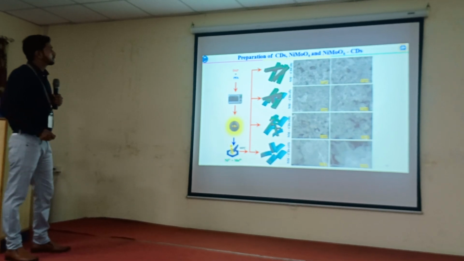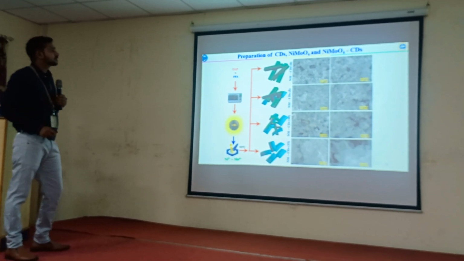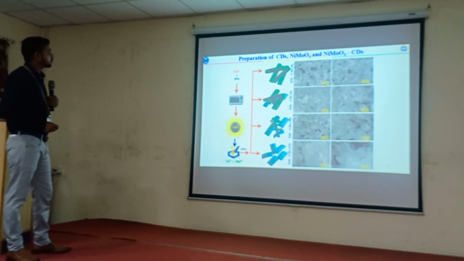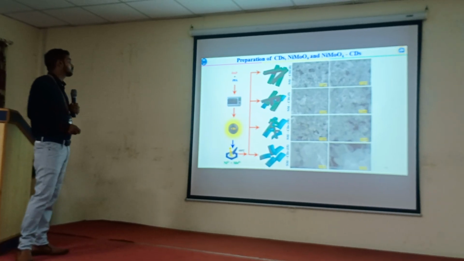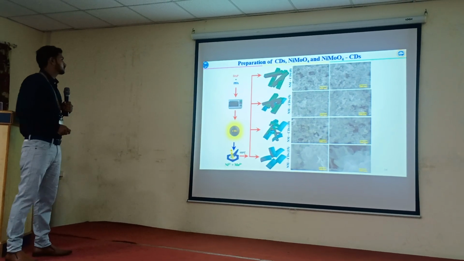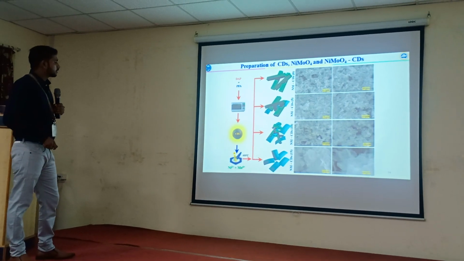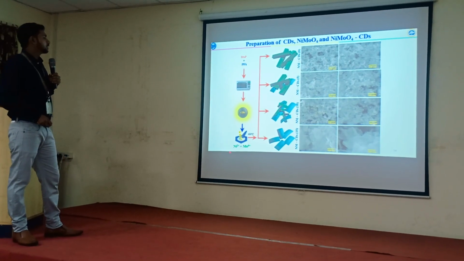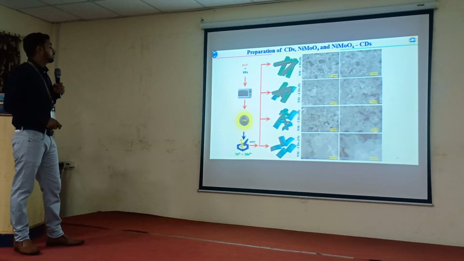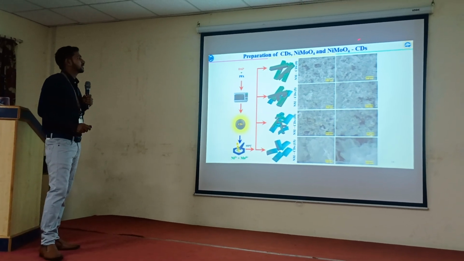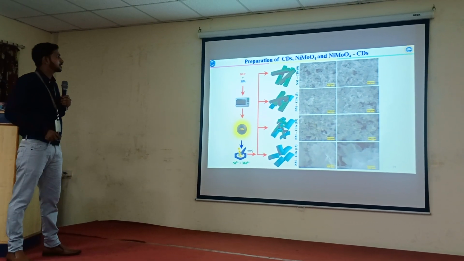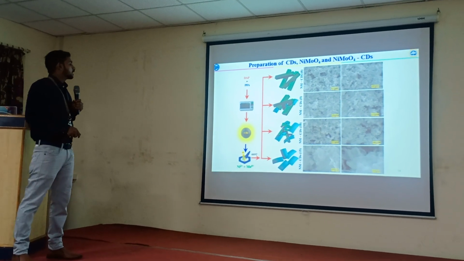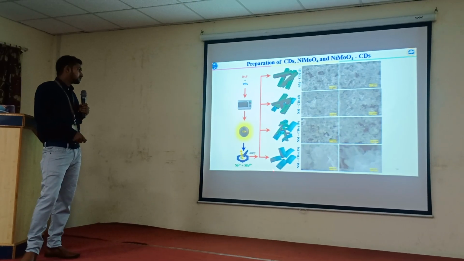This slide shows the preparation of carbon dots, nickel molybdate, and a nickel molybdate carbon dot hybrid. The carbon dots are prepared with the help of diaminopropane and paraformaldehyde by heating in the microwave for 10 minutes at 700 watts. The nickel molybdate was prepared by a simple grinding, solvent-free synthesis method, by simple mixing of nickel and molybdate precursors followed by calcination at 400 degrees Celsius. The nickel molybdate carbon dot hybrid was prepared by adding different concentrations of carbon dots to the nickel and molybdate precursors followed by calcination.